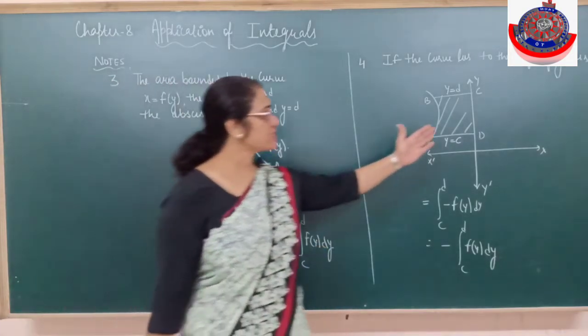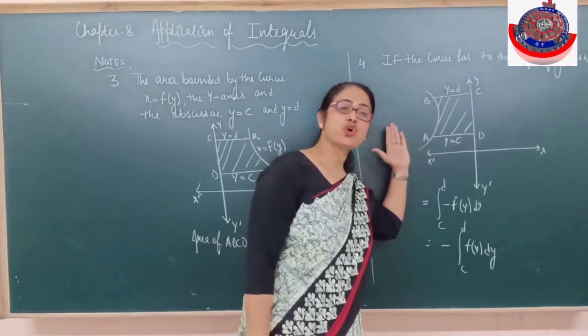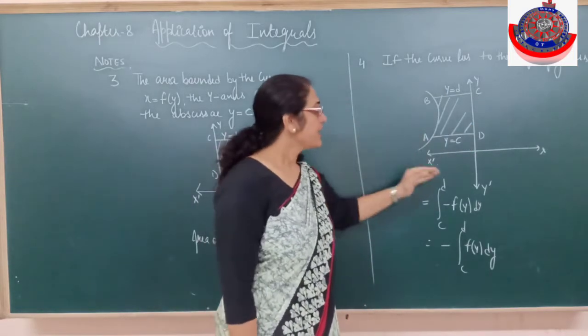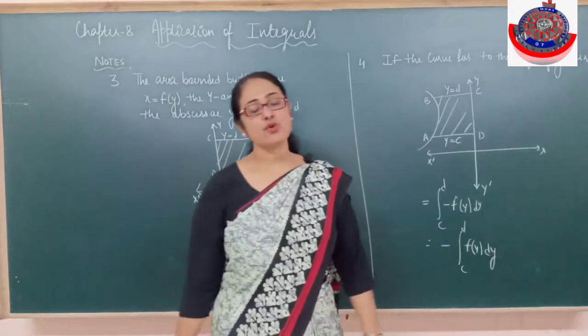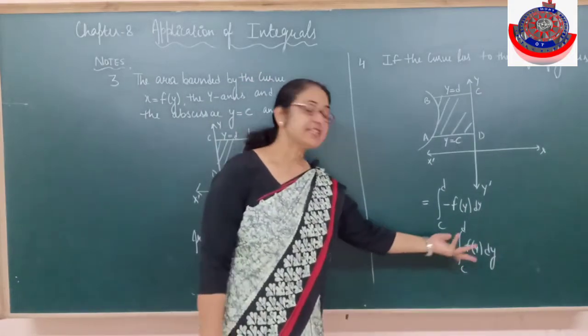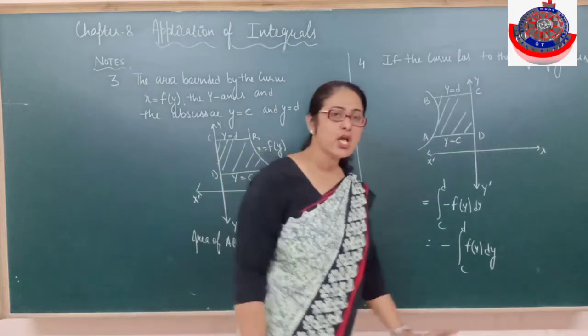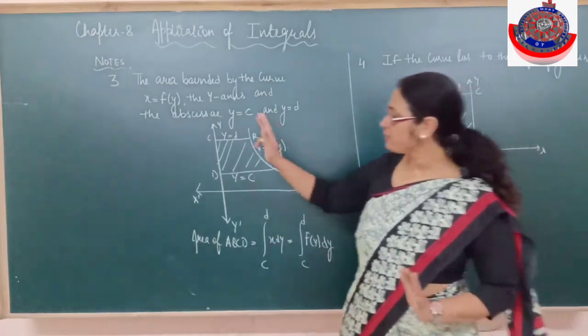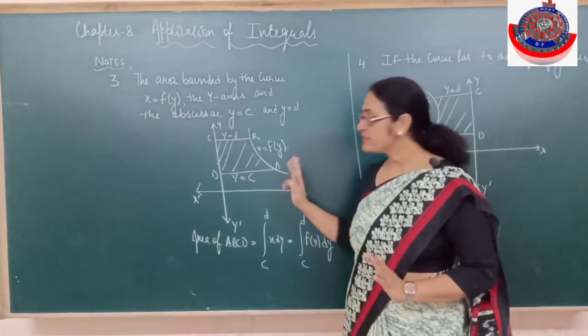And if the curve is towards the left hand side of the y-axis, the same thing, it will be c to d minus of f of y dy. Minus of f of y dy that we need to integrate. Is it clear? The only thing is that you have to see which curve is bounding the area.